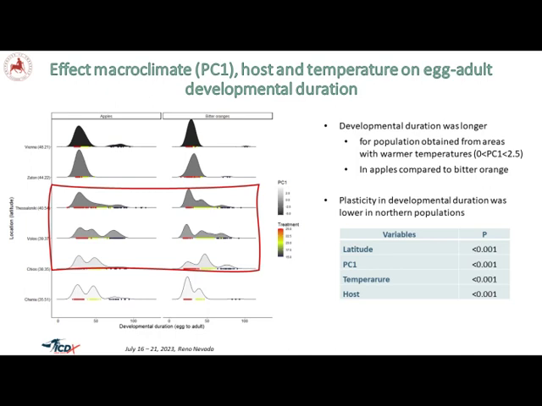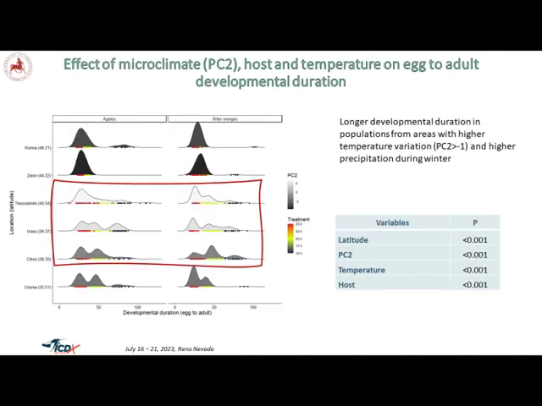So you can see the differences in the developmental duration. But what is really interesting in this study is to see that these three populations have a much broader plasticity in the developmental duration, which is missing from the northern populations. And this is really an important finding of this study. Also, if we look at the PCA2, again, it's the same data, but we have a different color because of the PCA2.